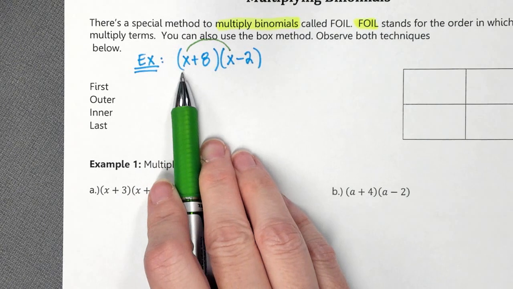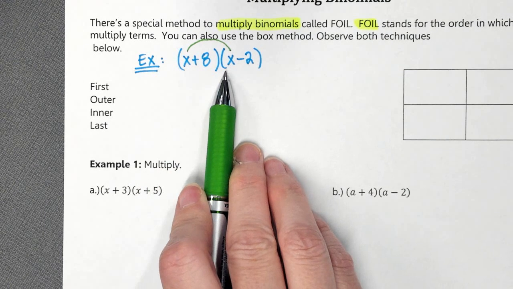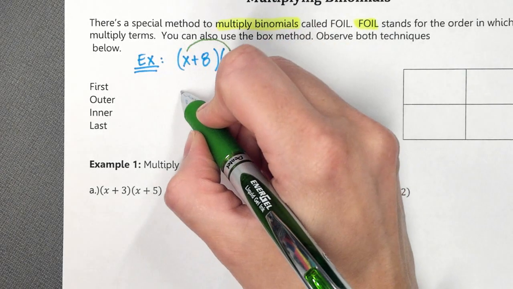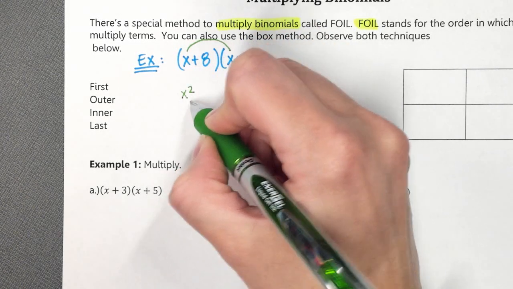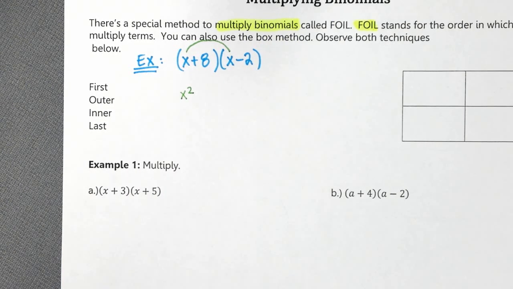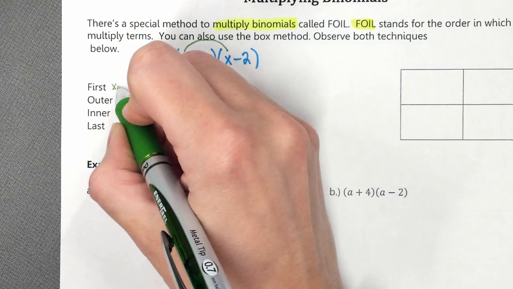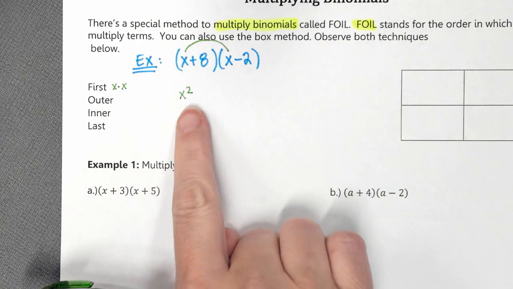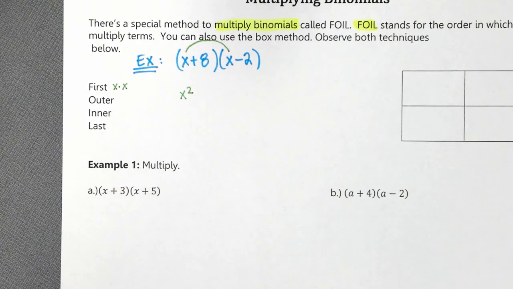If you multiply x by x, what do you get? X to the power 2. Yep, so that's x squared. So we're going to write that below. The first term we multiplied x by x, and that's how we got x squared.